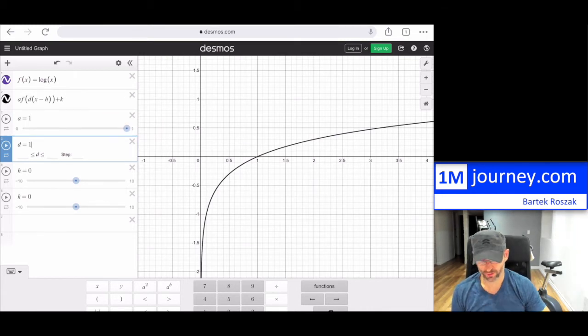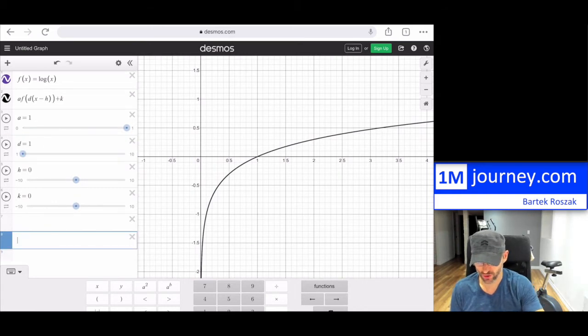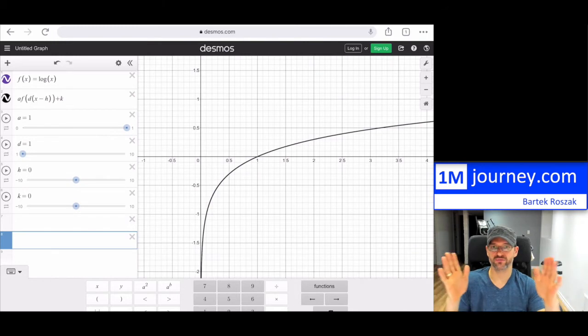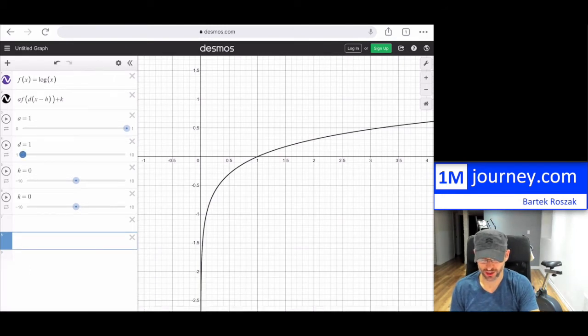Now, let's go back to the D. So now what will happen to the D? If I take D, let's say between 1 and 10, in this case, this is going to work in the x direction, right? So we want to be able to see that it gets compressed or gets shifted over. So here, let's take a look.